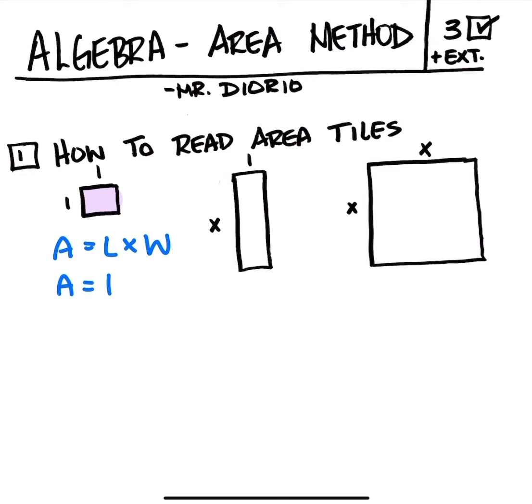Using the same idea, the second tile that we have is an x by 1. So our area is x times 1, which is equal to x. So our area here is x.